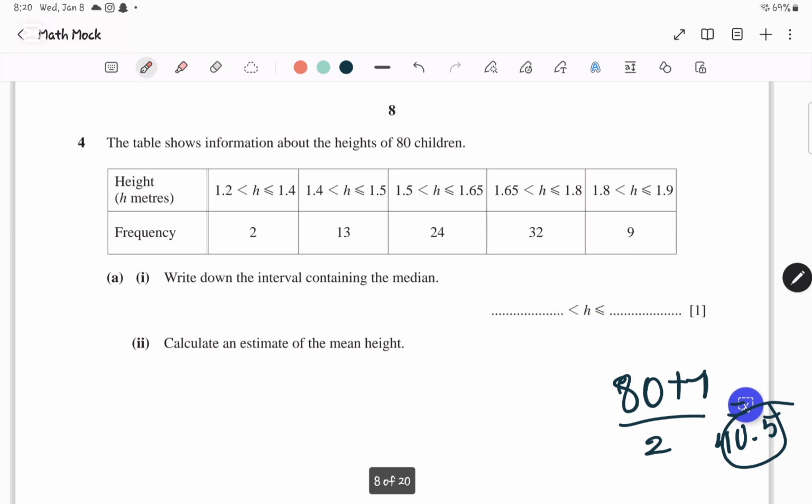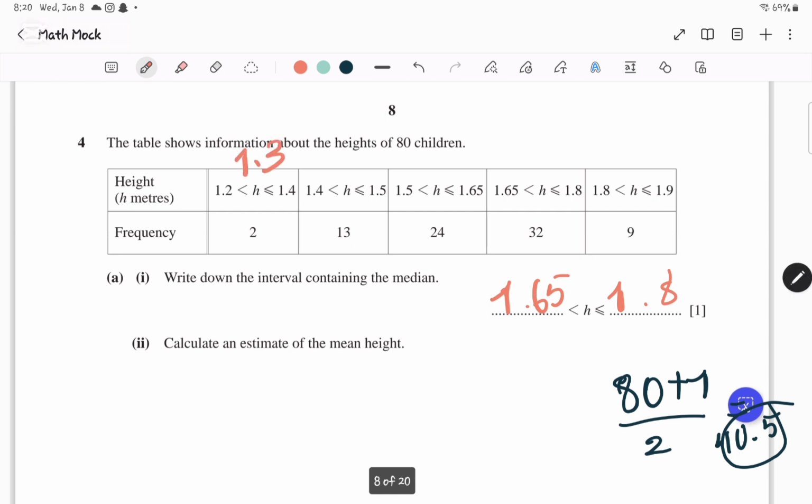Now for the mean, I think they will allow calculators, but I don't know why they said on the SDP calculators are not allowed. So for the mean, let us use the calculator. To estimate the mean height, first of all, we are going to find the mid-interval. So it's going to be 1.4 plus 1.2, which is 2.6 divided by 2, we're going to get 1.3.